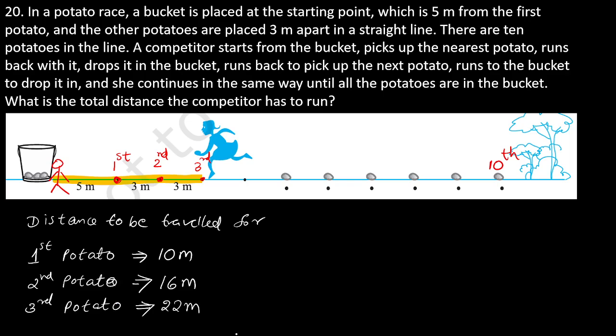And so on. So in this way, there is a pattern. It is in arithmetic progression. So for the 10th potato, we need not find it. But remember, the total distance traveled by the competitor will be 10 plus 16 plus 22 plus, and so on.